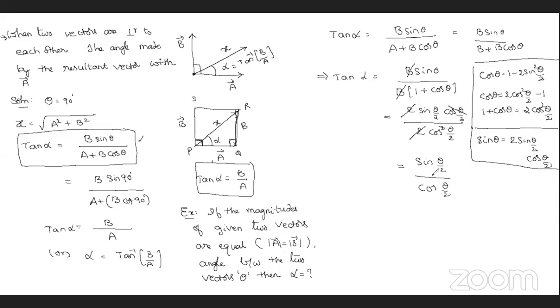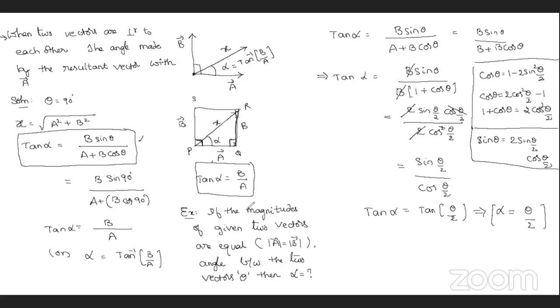This is sin by cos, which is tan. So tan alpha is equal to tan theta by 2. Both sides have the tan function, so the tan function cancels. What do we get? Alpha is equal to theta by 2, exactly theta by 2.